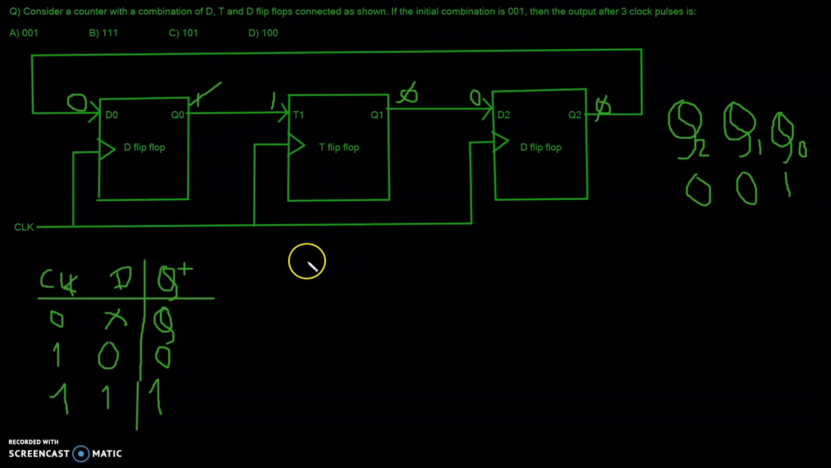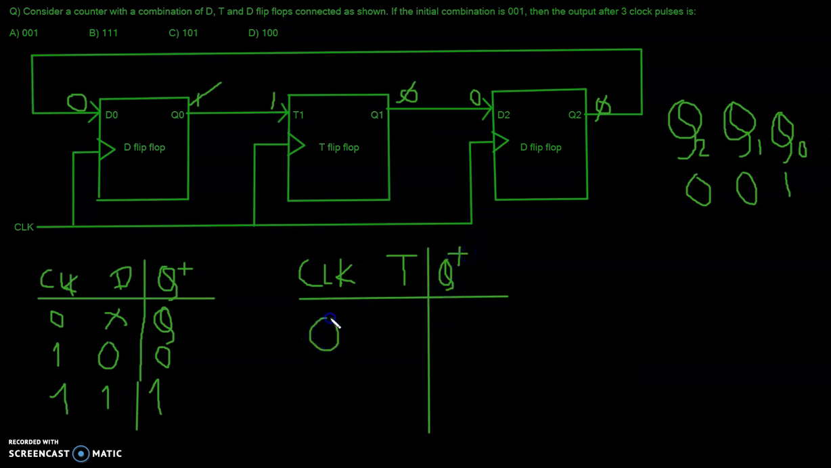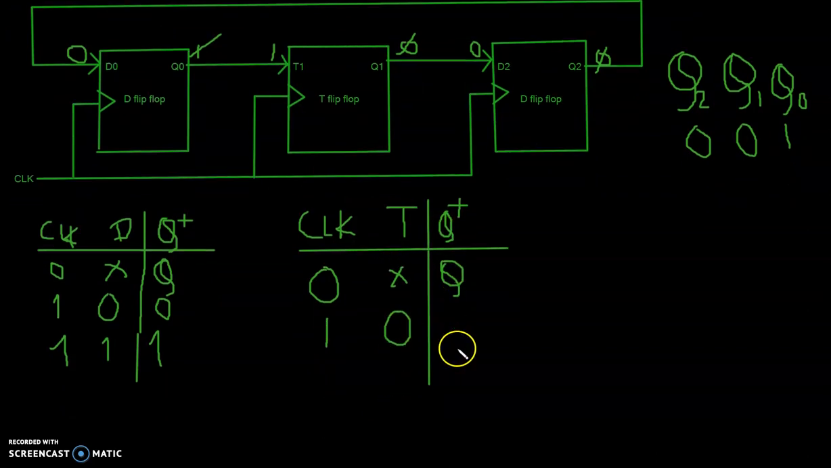And similarly for the T flip-flop, let us write down: when clock is 1 and T is 0, then your Q plus is your past state, and when clock is 1 and T is also 1, then your next state is the complement of the previous state.